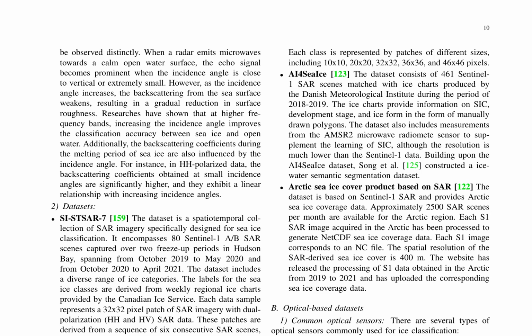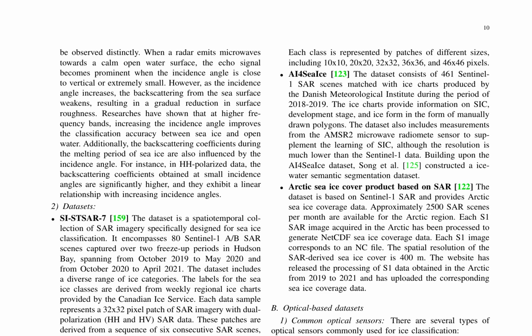To develop robust and accurate sea ice classification models, researchers can leverage a diverse range of datasets, including SISTSAR-7, 10 GOPSAR-WV, SAR-WV semantic segmentation, CoVMR-ML, SAR-based ice types, Ice Edge dataset, AI4 sea ice, and Arctic sea ice cover product based on SAR. These synthetic aperture radar (SAR) datasets comprise imagery with various polarization modes, spatial resolutions, and temporal dimensions, annotated with different ice classes and labels. In addition to SAR datasets, optical-based datasets are also essential for ice classification.